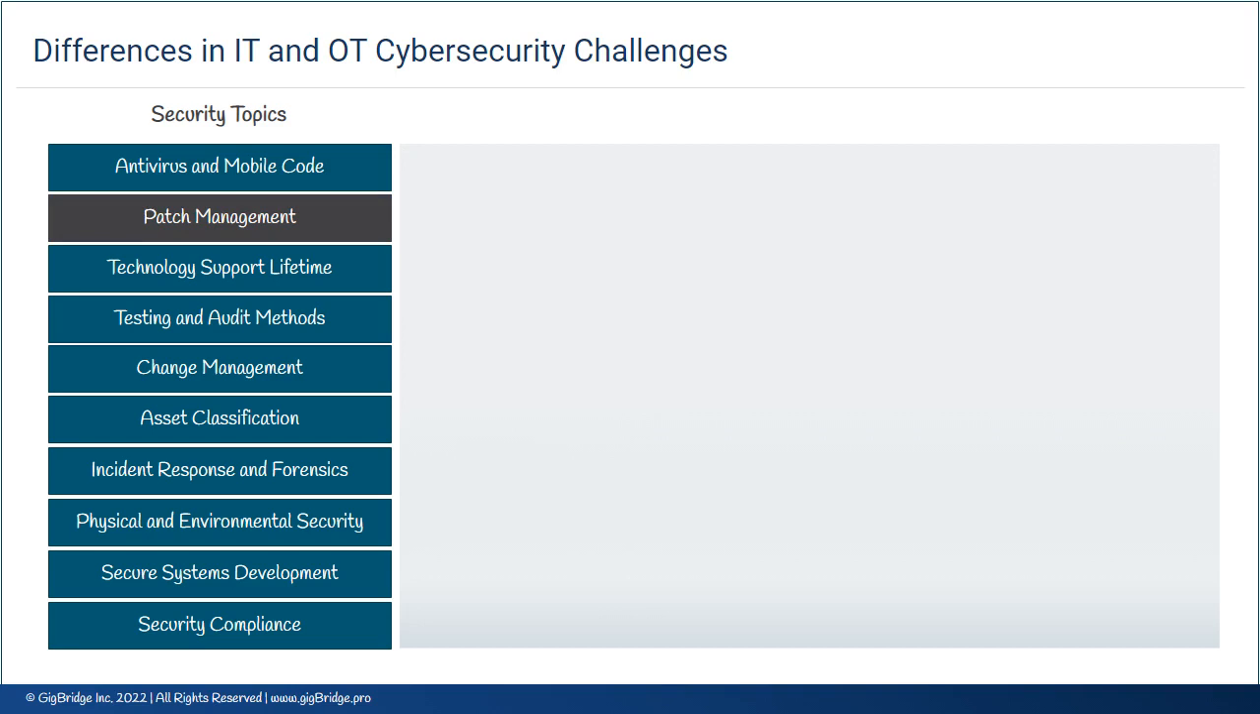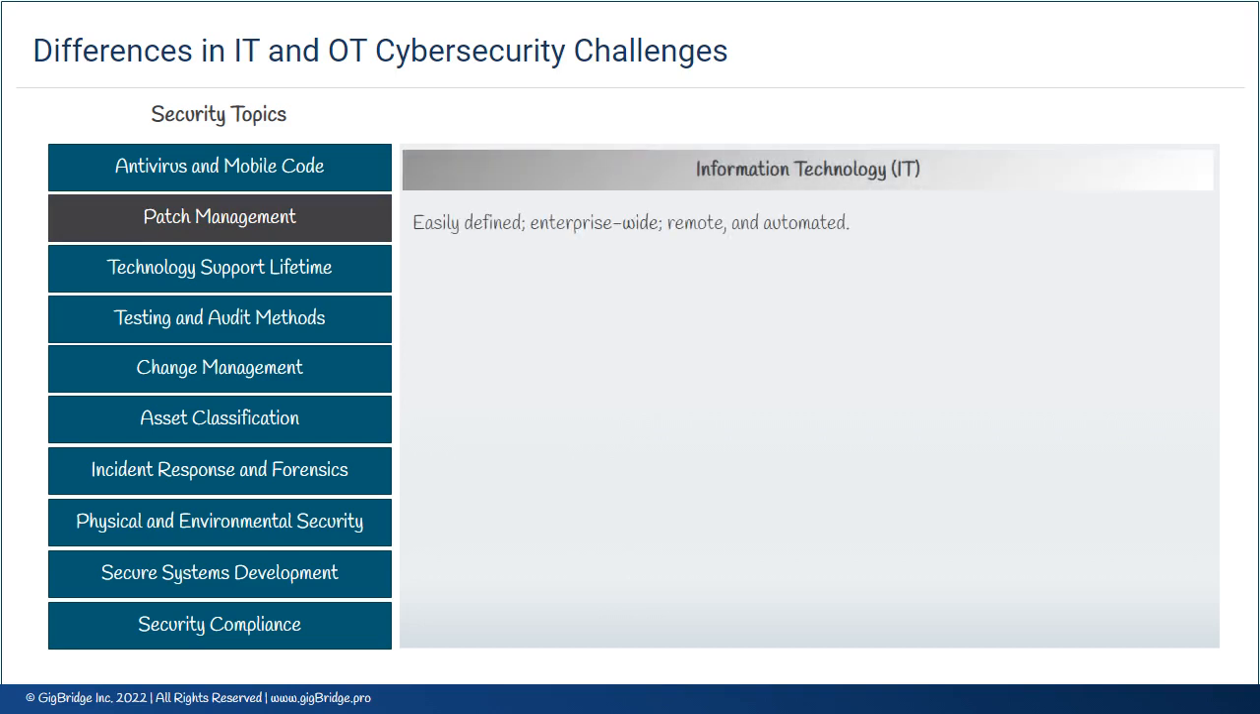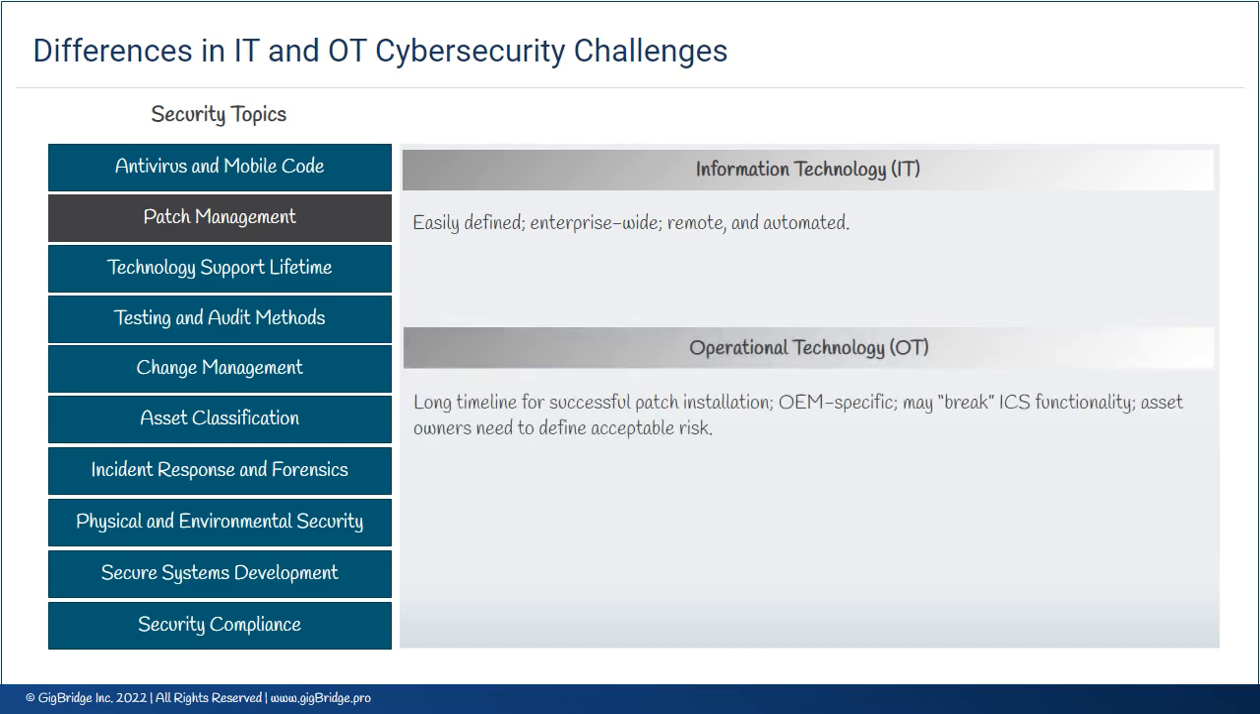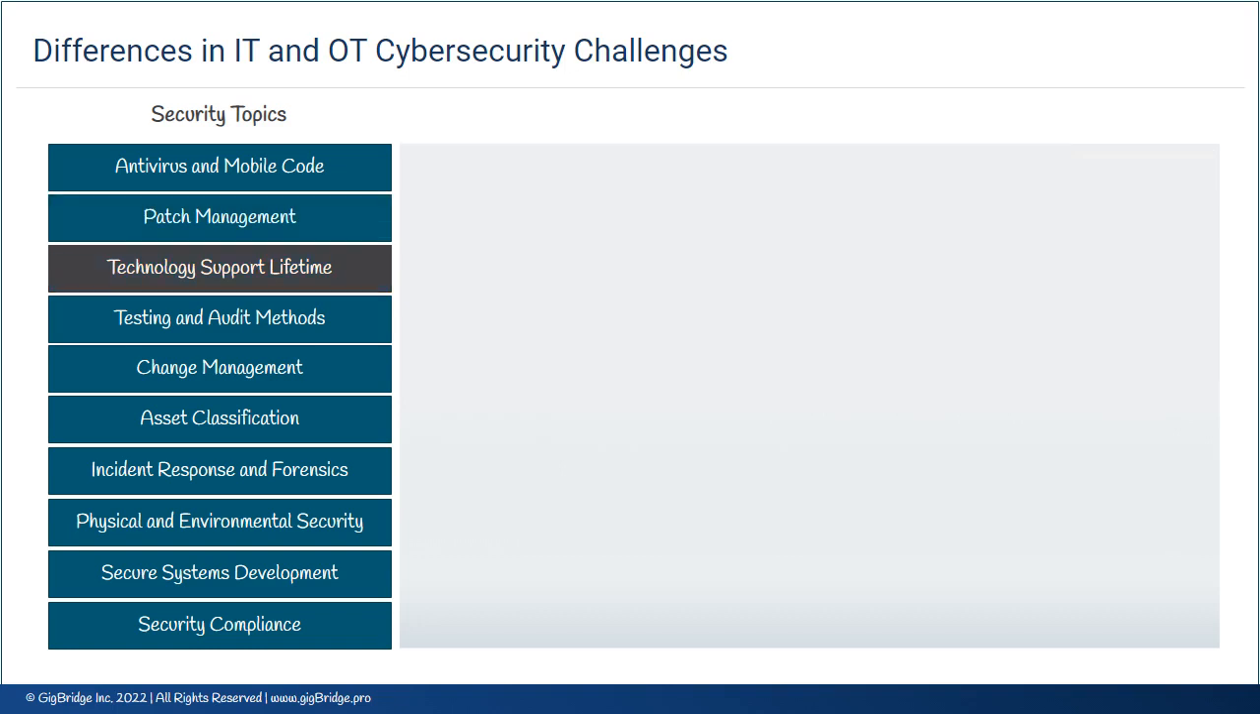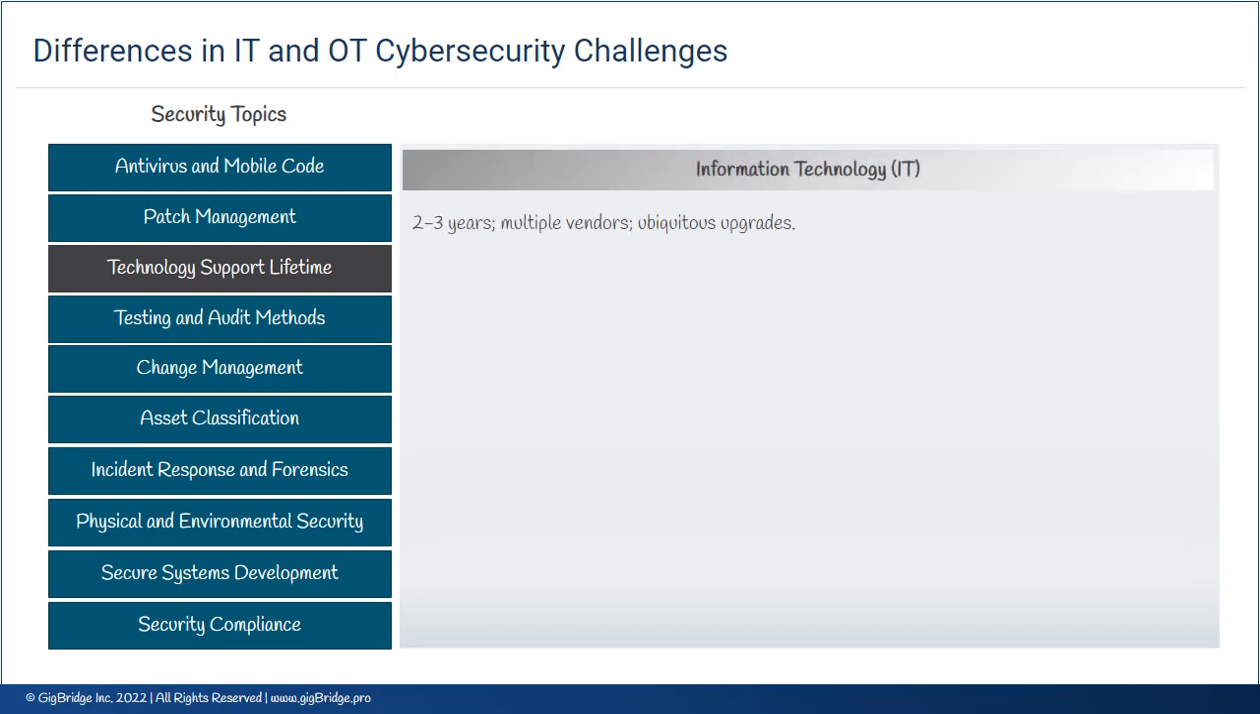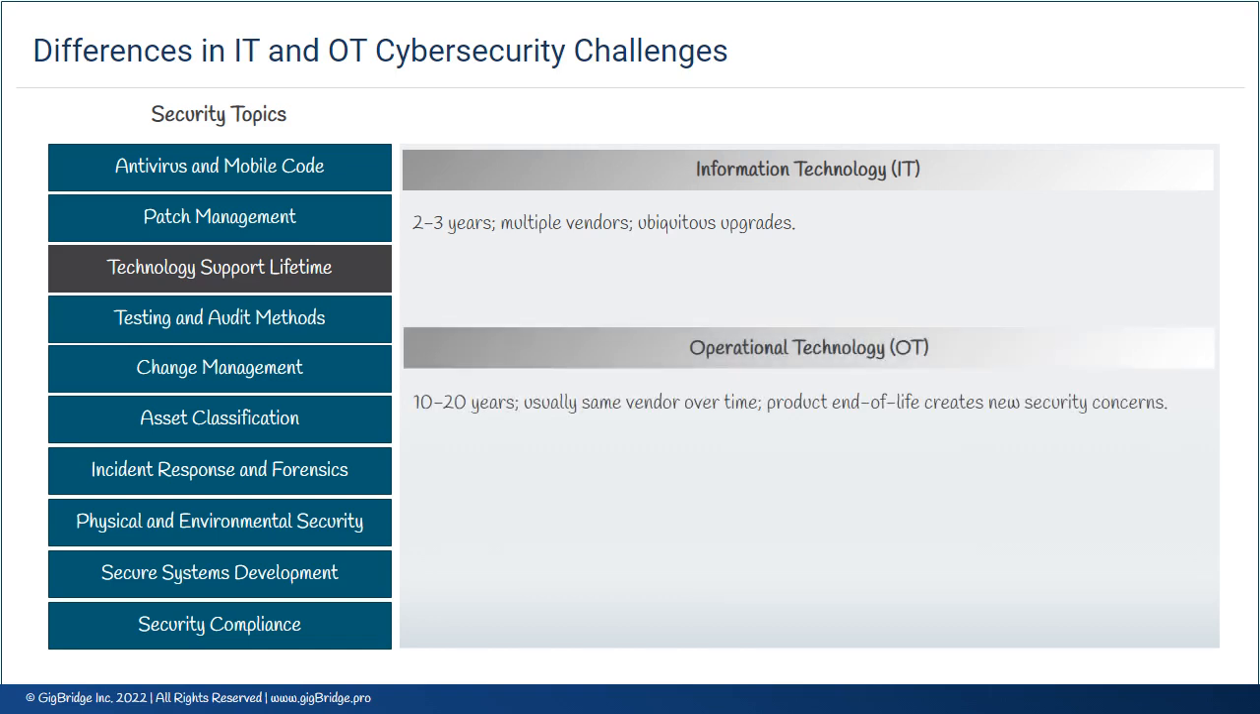Patch management. IT: easily defined, enterprise-wide, remote, and automated. OT: long timeline for successful patch installation, OEM-specific, may break ICS functionality. Asset owners need to define acceptable risk. Technology support lifetime. IT: 2 to 3 years, multiple vendors, ubiquitous upgrades. OT: 10 to 20 years, usually same vendor over time. Product end of life creates new security concerns.